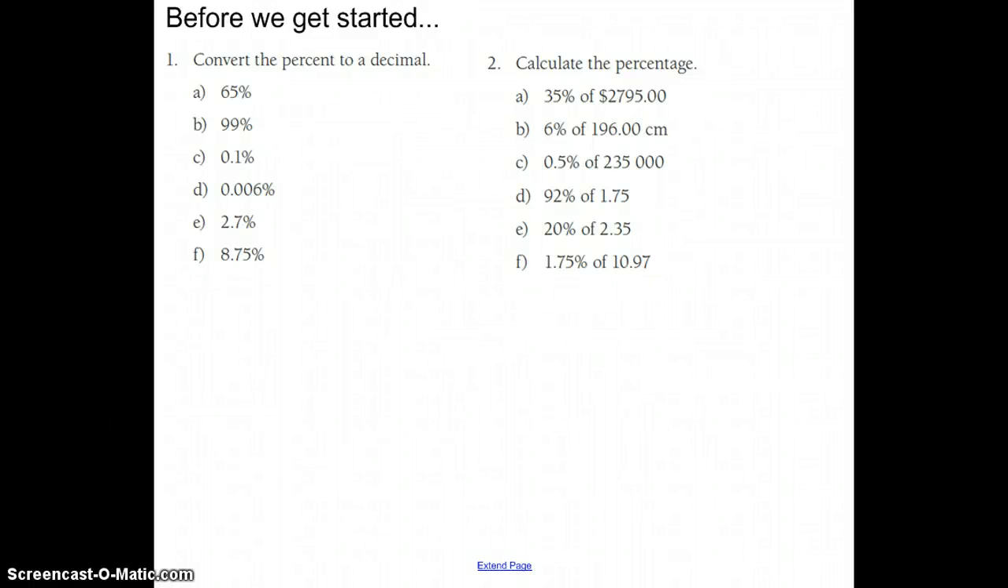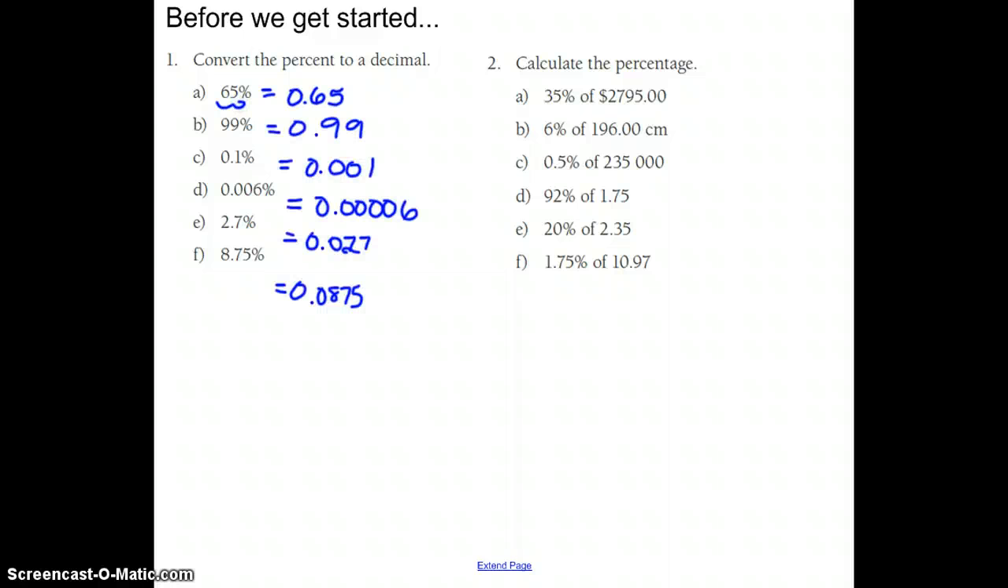We are starting on Chapter 4, but before we get started, there are a few basic things we need to go over. The first of those is converting a percent to a decimal. Remember that a percent, if we divide it by 100, will give us a decimal. So we take our decimal, we move it 2 places, so this would give us 0.65 as a decimal. Let's try the rest of those, then you can check the answers with what I have on the board.